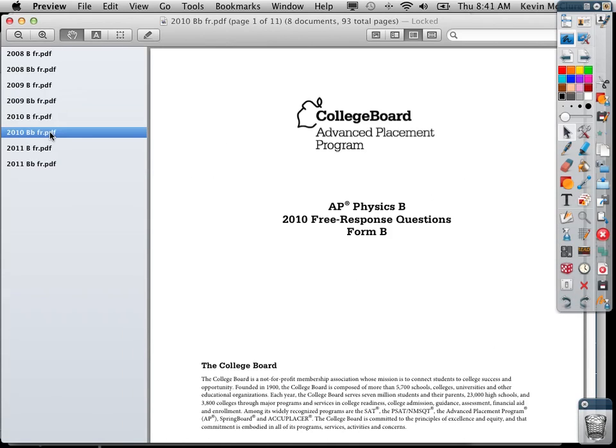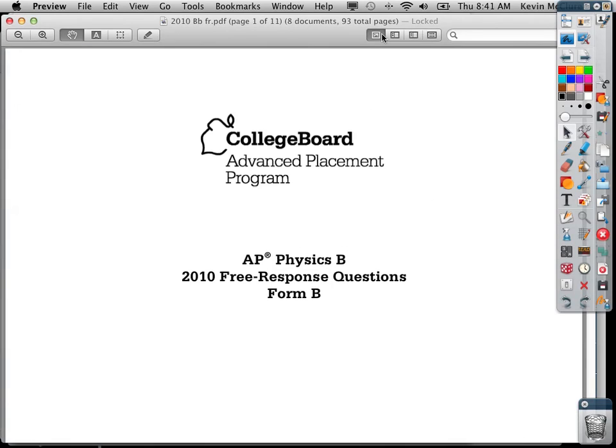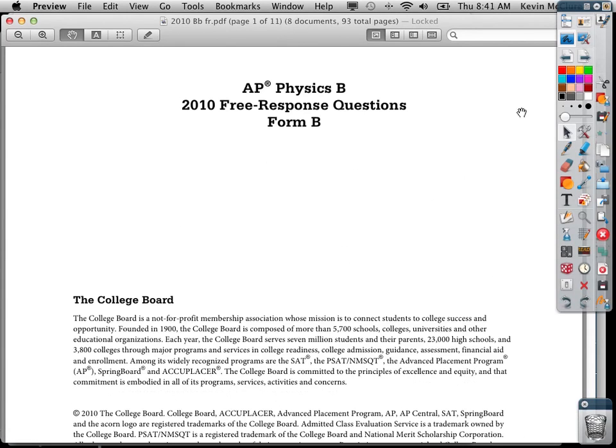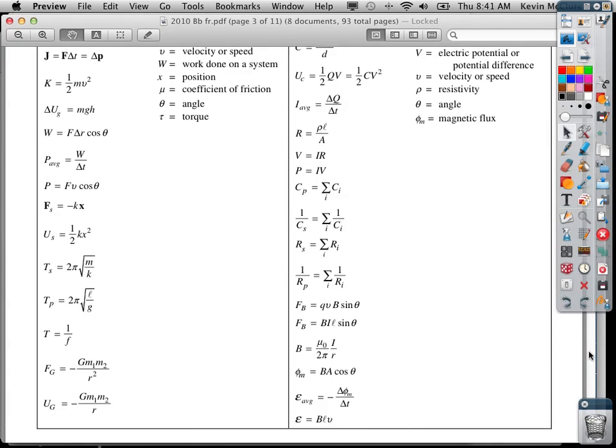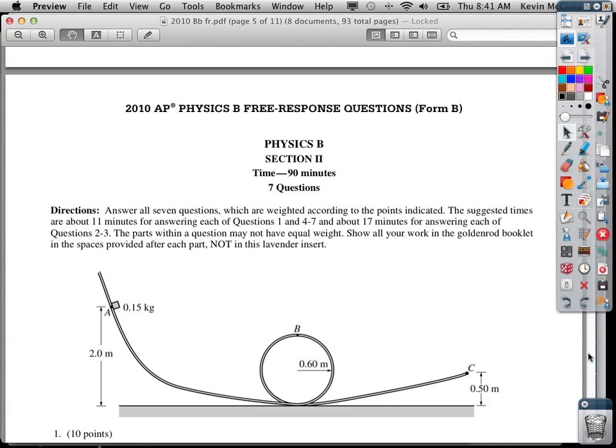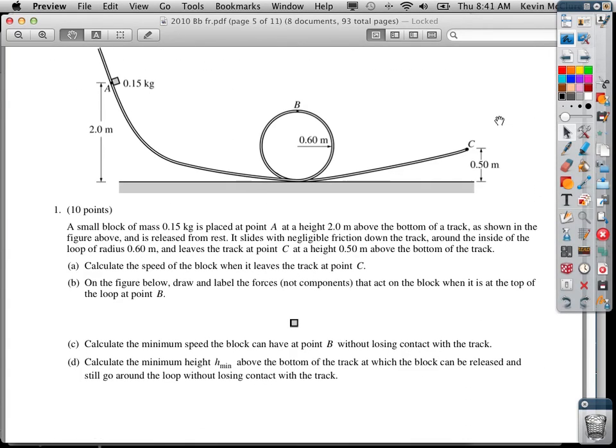2010 Form B. Okay. Question 2, did you say? Oh, 1 and 2. Oh, okay, cool. Okay, yeah, we should be able to do this now.